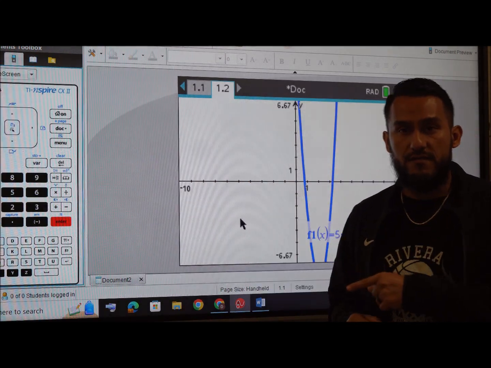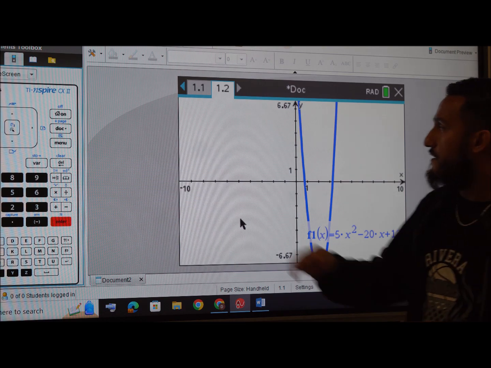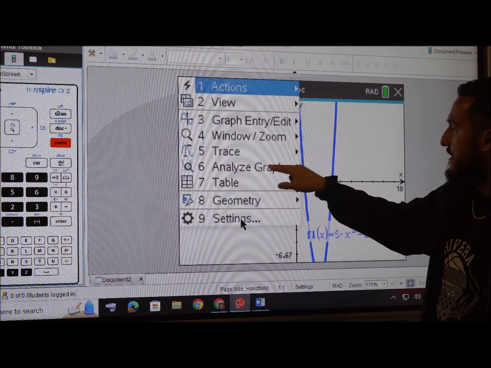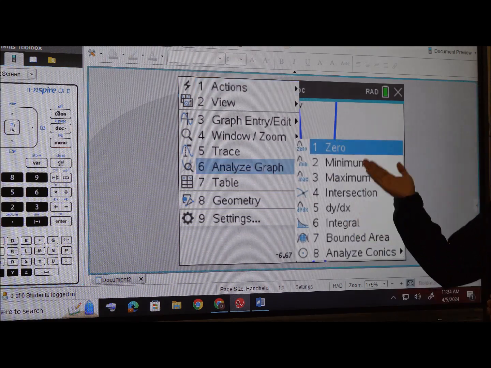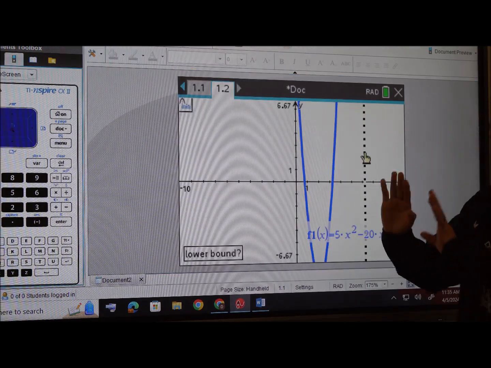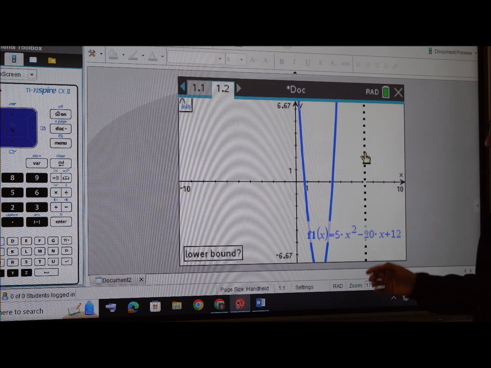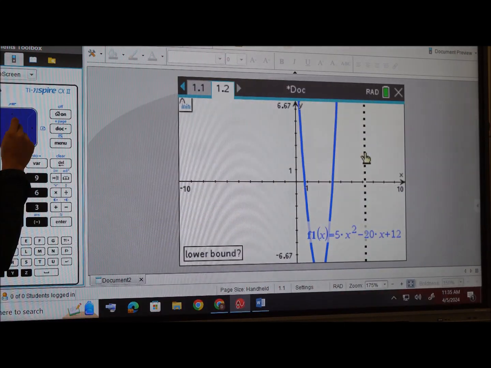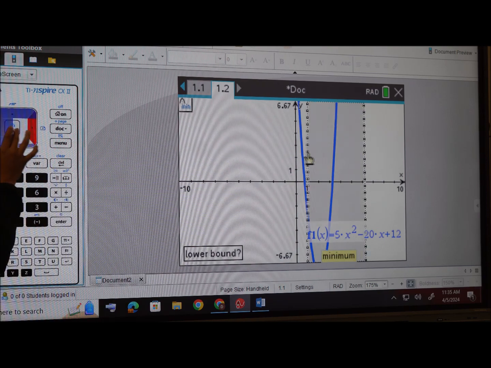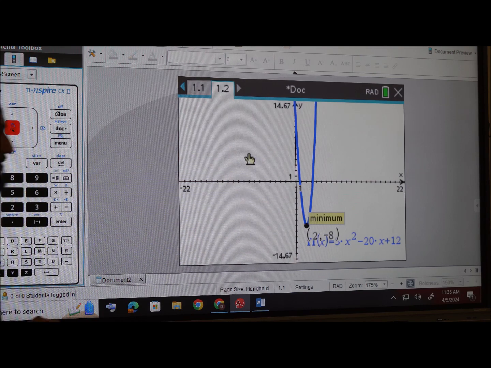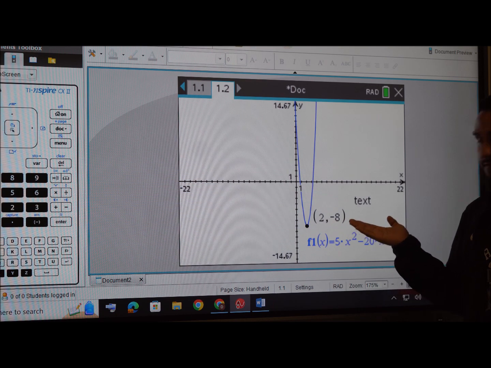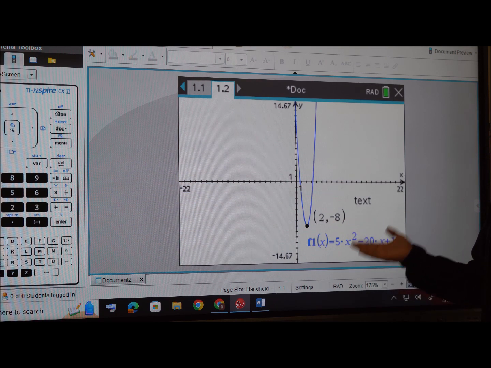You can also go to trace and then just move the cursor all the way down to the bottom. But let me show you how to find the minimum. You press menu, and then you're going to go to number 6, analyze graph. In this section, you can do a lot of things. We want to find the minimum, number 2. Wherever this lands, guys, it's okay. You can start from left to right, or you can start from right to left. So right here, if I click on this graph, now it's telling me to find the upper bound. I can just slide my finger across the calculator, select it, and it tells you the minimum right here. The minimum of this graph is located at negative 8, the y value. So that's pretty much all we need.